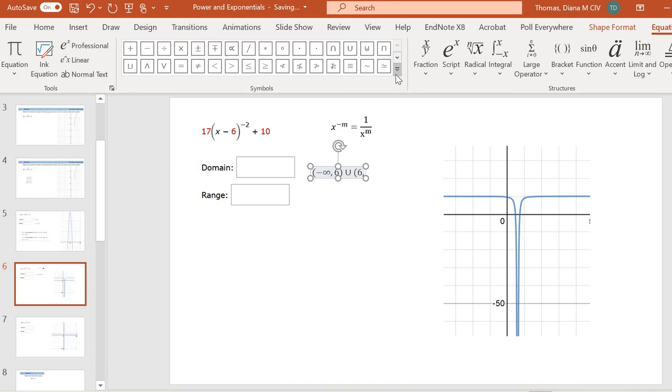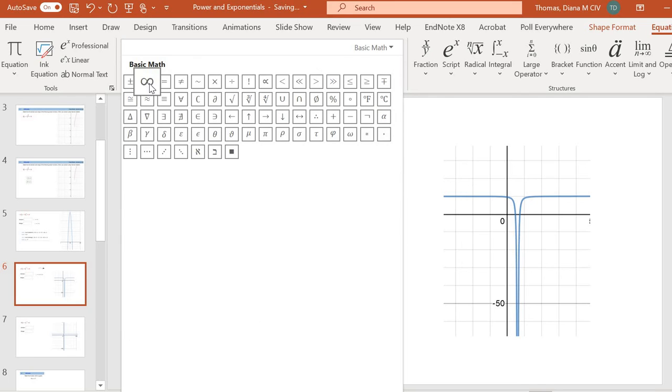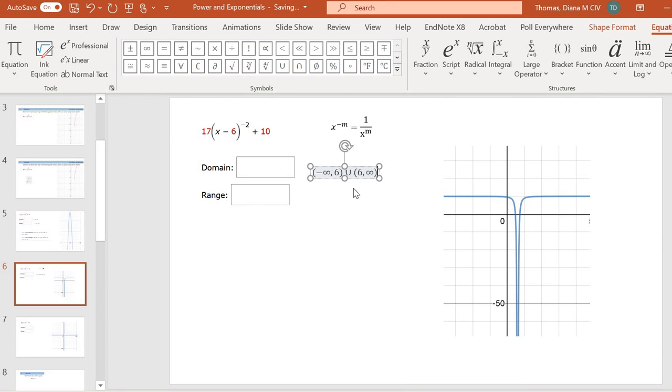I don't know where everything disappeared to. Let me see. There we go. Minus infinity, infinity. So that's how you express your answer eliminating 6. And this is how Mathematica does it. You need to be able to interpret Mathematica.